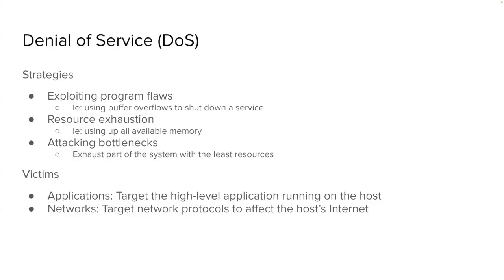So for example, target applications could be a very high level application running on the host, like a backend web server. You can also attack networks, just targeting network protocols that affect the host's internet. For example, if the entire campus has just a single router as its output point, you can try to attack that router, which can shut down the entire network of the campus.